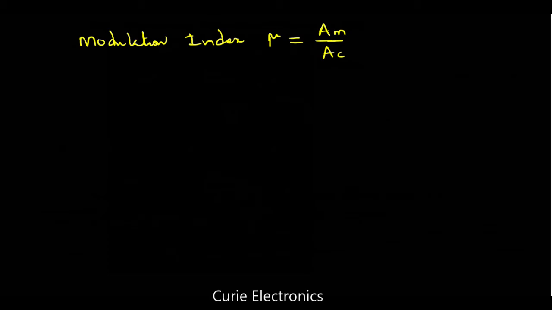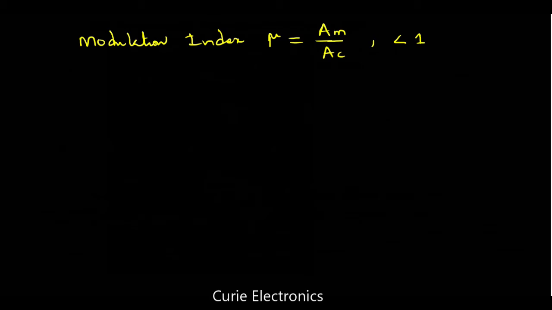Now we will see the frequency response. Okay, before going to frequency response, let me write the modulation index. Modulation index is equal to mu. Mu equals amplitude of message signal upon amplitude of carrier wave. And this value should always be less than 1.